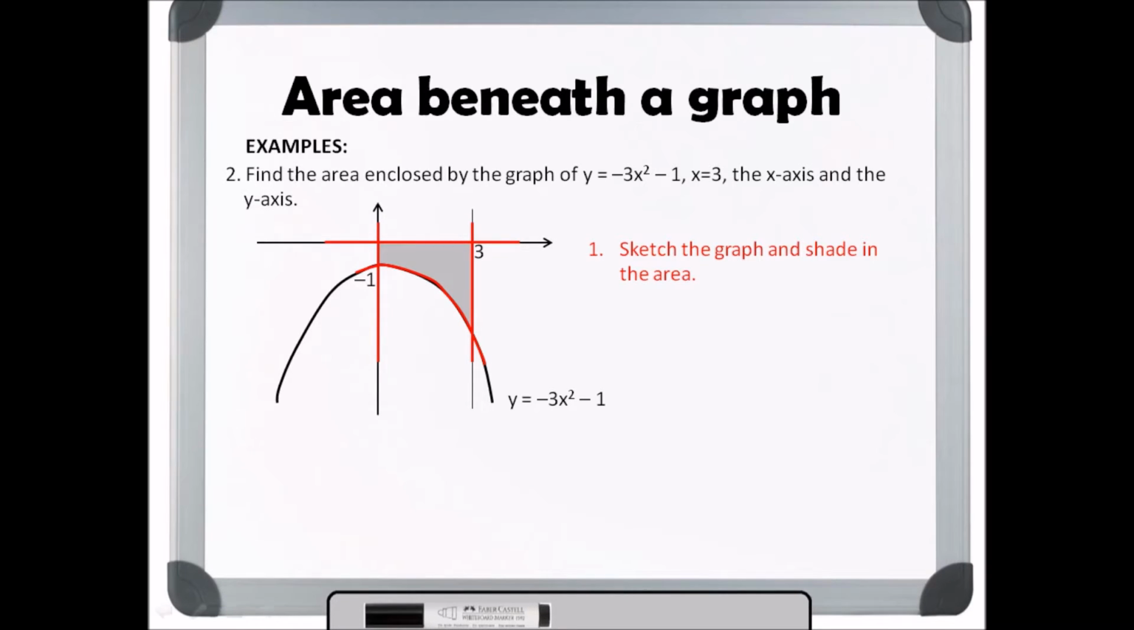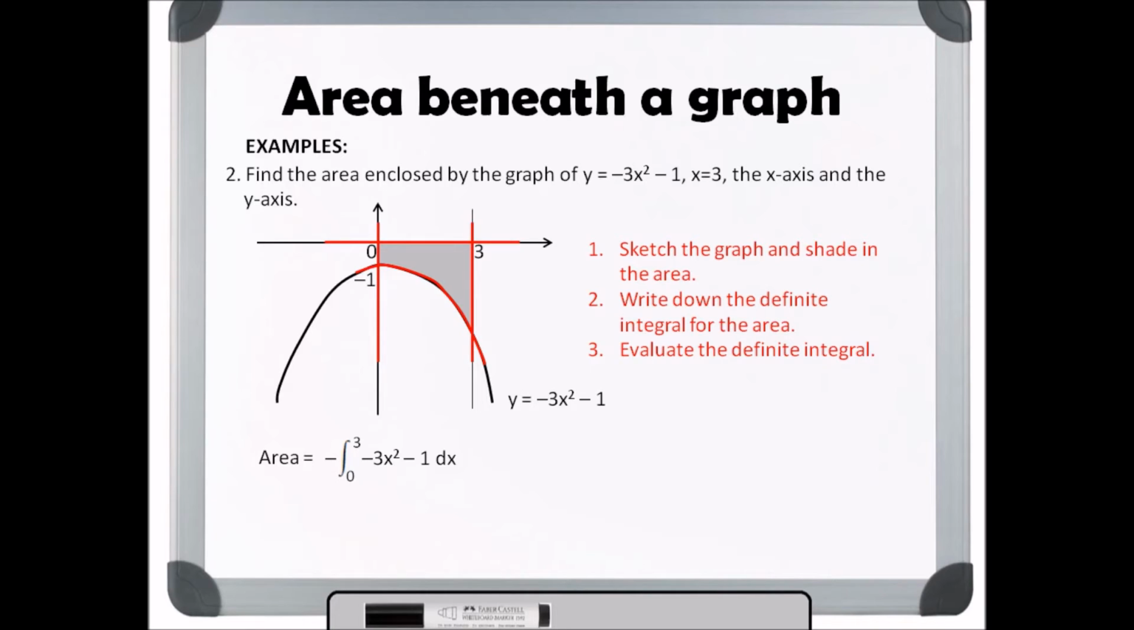Now we've already shaded in the area, it is time for us to write down the definite integral for this area. Since this area is below the x-axis, we still write down the definite integral of negative 3x squared minus 1 from your right bound of 3 to your left bound of 0, but we also need to include a negative sign in front of your definite integral. Now we have set up our definite integral, it is time to evaluate it.